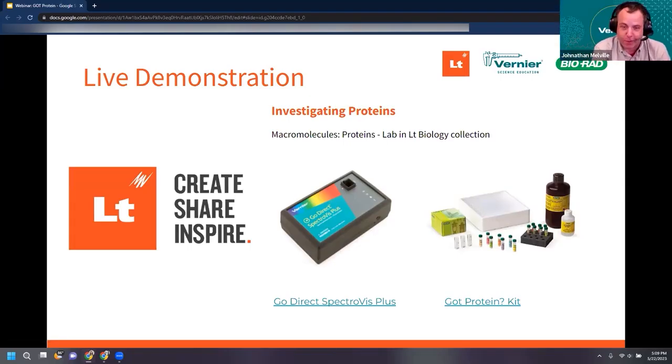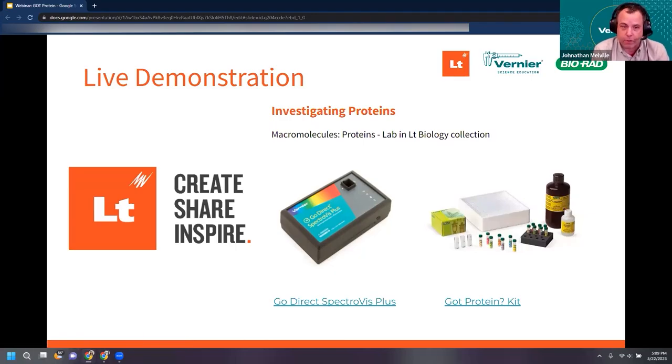What you did was wonderful. So I just wanted to let you know that we're going to be talking about a lab activity that is in LT. To do this lab, you will need a GoDirect Spectrovis Plus. That is our spectrometer, our small, affordable spectrometer. And then you also need the GOT protein kit, which is a kit from Bio-Rad. I just wanted to stress that you do data collection in LT directly, and I will show you how to do that.